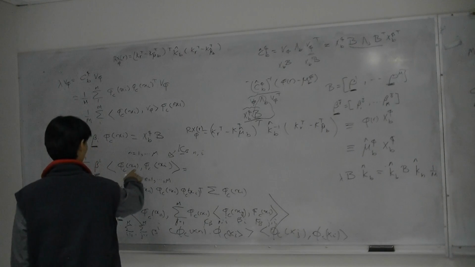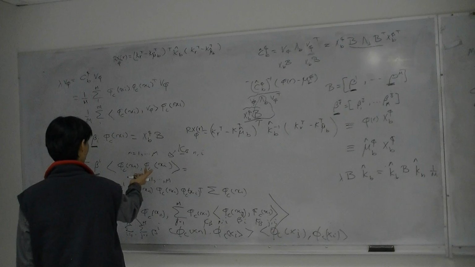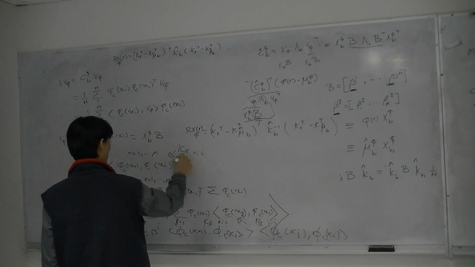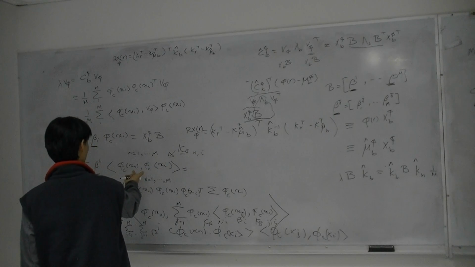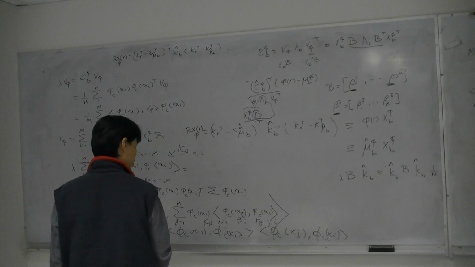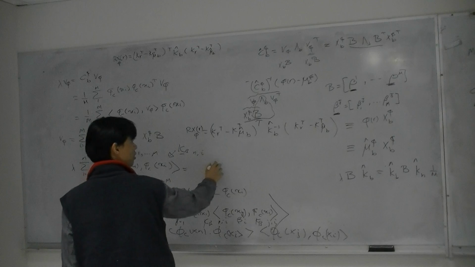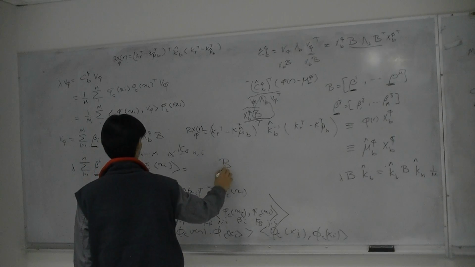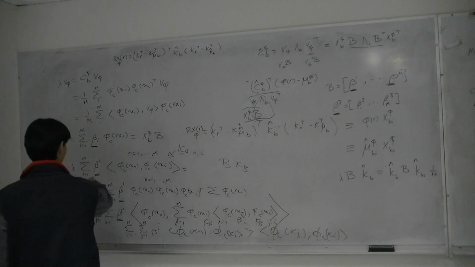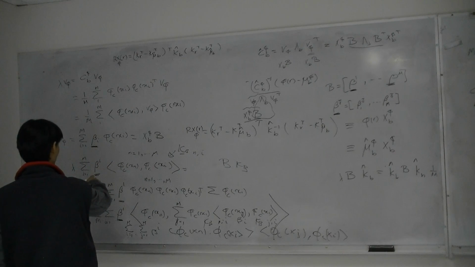Wait, is it flip or what? Is that like KB? Is that symmetric? Yeah, it's symmetric. So I can think of it like this: B multiplied by KB. But which element is that? This should be the n.